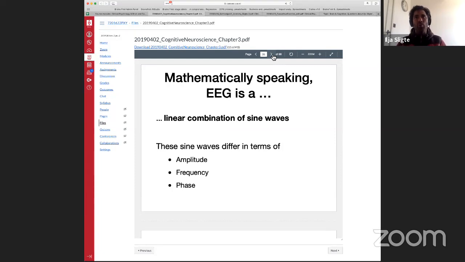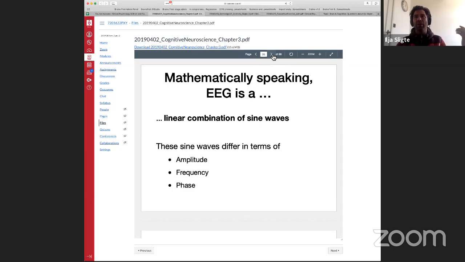If we're talking about what we can do with EEG signals, so all the things that we're measuring in the EEG, if we start measuring at the electrode, we see all different sine waves that differ in amplitude, frequency, and phase.